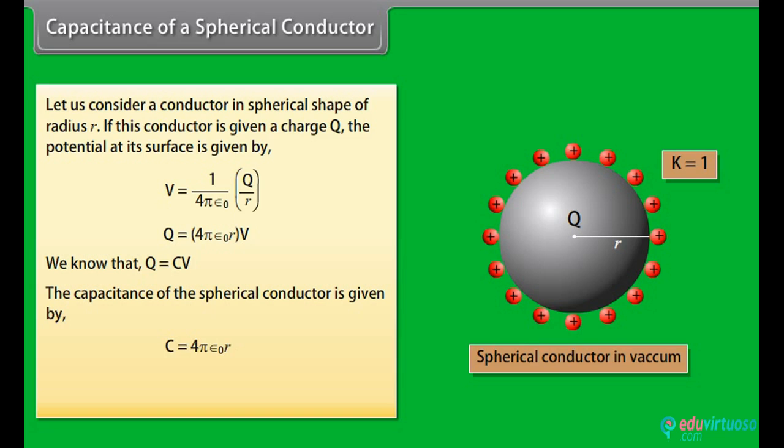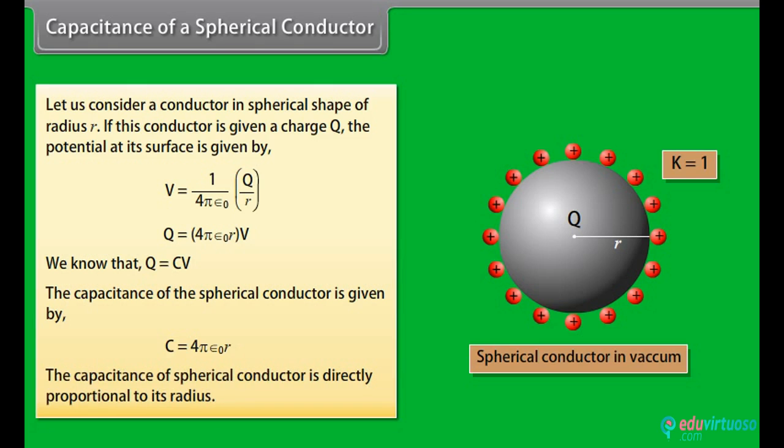naught R. This relation shows that the capacitance of a spherical conductor is directly proportional to its radius. Larger is the radius, larger will be its capacitance. This expression is true for the conductor placed in air or vacuum.